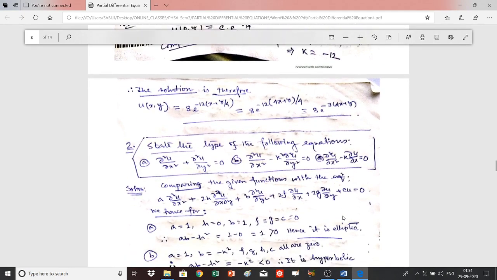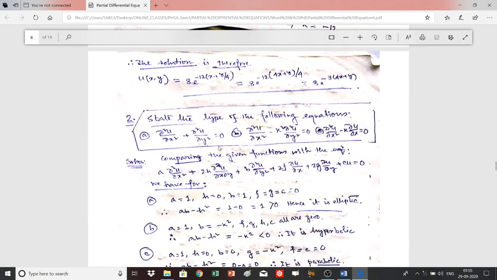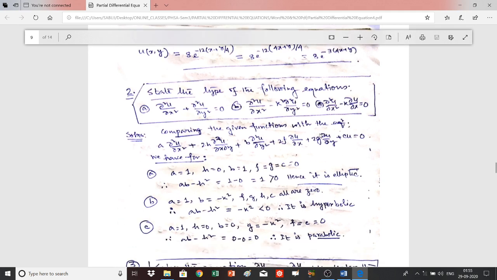Now another problem is here. You have to check the nature, or the type, of these equations. Here are equations 1, 2, and 3. To find out which kind of equation each one is, you have to write the general expression for a partial differential equation, that is written here: a d2u by dx square plus 2h d2u by dx dy, and so on, that is equal to 0. Just compare this equation to this equation.